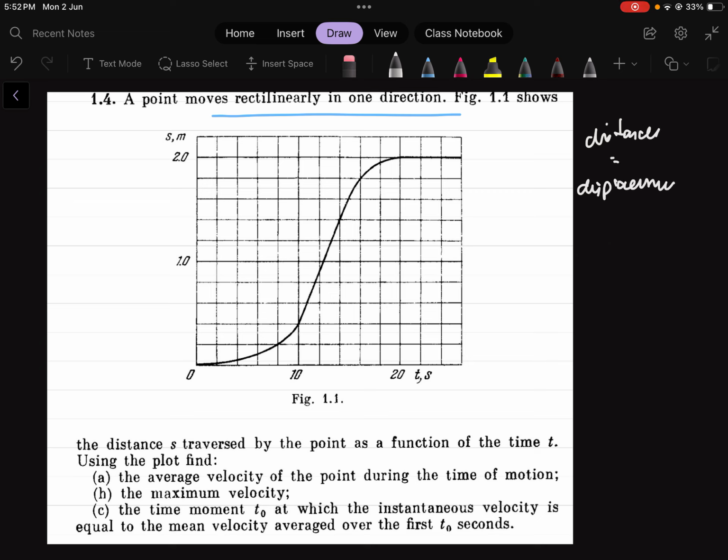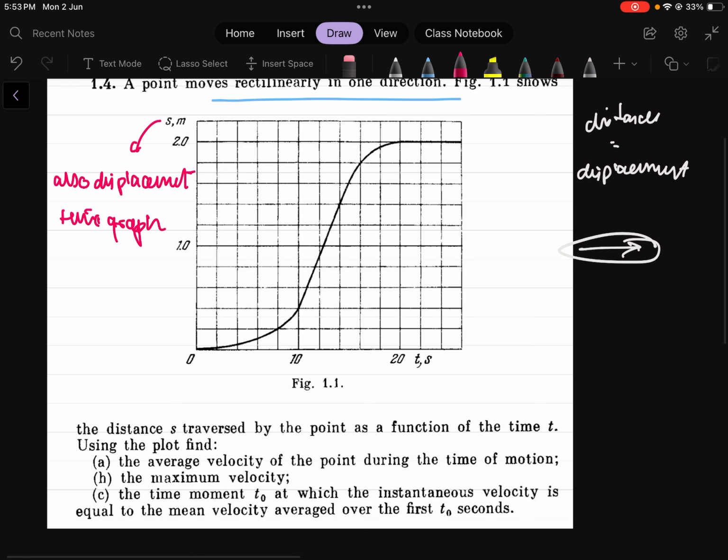Since the particle is moving in one dimension and that also in one particular direction, it just means that velocity is equal to speed, so displacement and distance have the same meaning. So this is not only a distance time graph, this is also a displacement time graph, right? Displacement time graph.